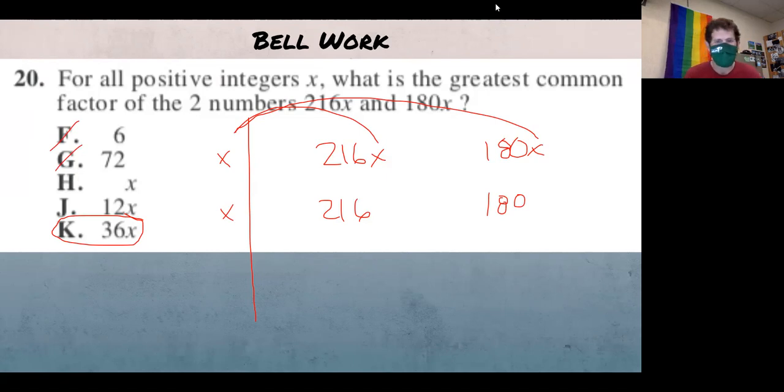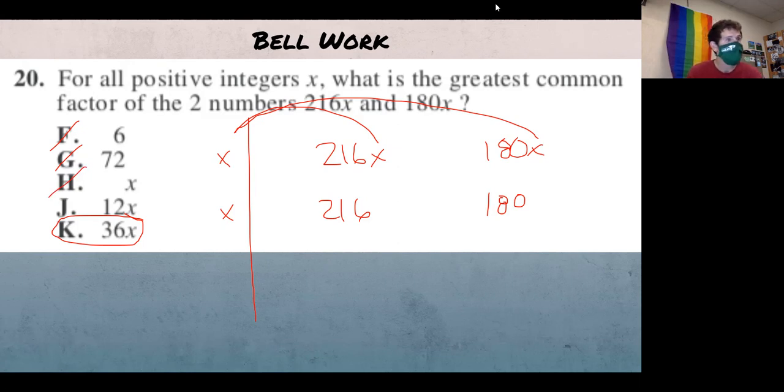Now, for the next part, because I know it's x, I can already be certain that x itself is not the answer because these are both even. So I know that 2 at the very least is a common factor between those two numbers. Since these already have at least another common factor, I'm going to rule out x as well. So the question is, is it 12x or is it 36x?